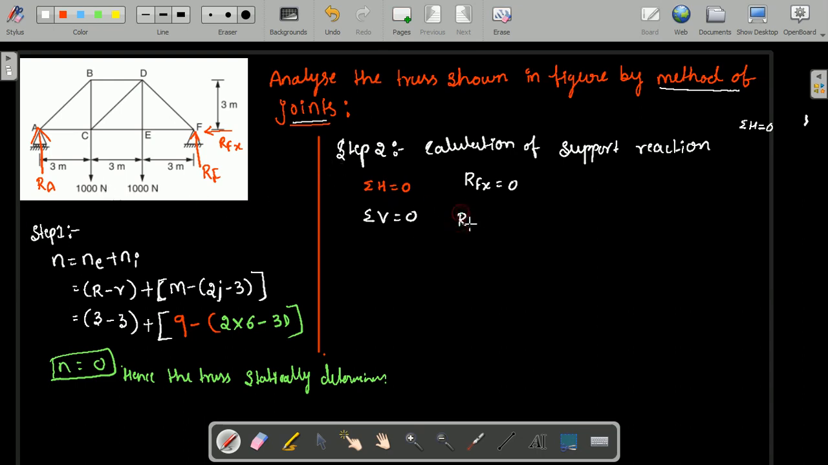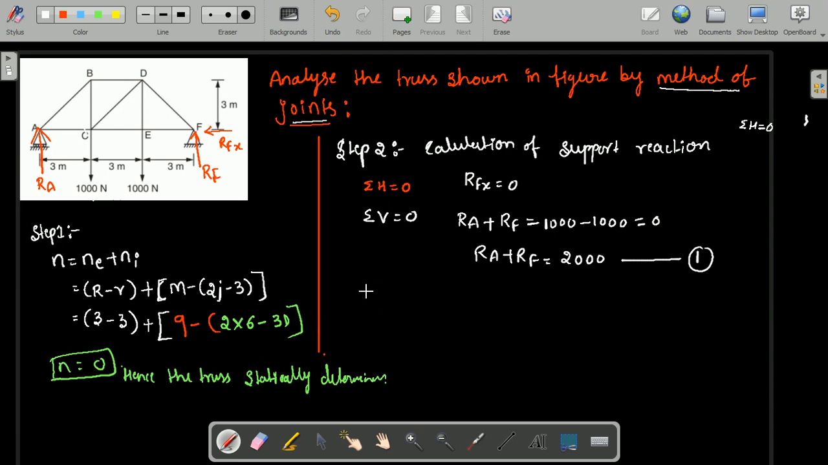See, RA is a vertical force moving upward, right? That is the roller support, positive. Then RF is a vertical force moving upward, again it is positive. And at point C we are having 1000 and at point E we are having 1000. Both are coming downward, therefore these are negative, that is minus 1000 minus 1000 is equal to 0. So thereby we are getting the equation RA plus RF is equal to 2000. Let us consider this as equation 1.